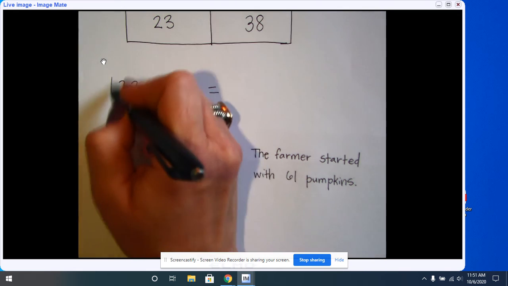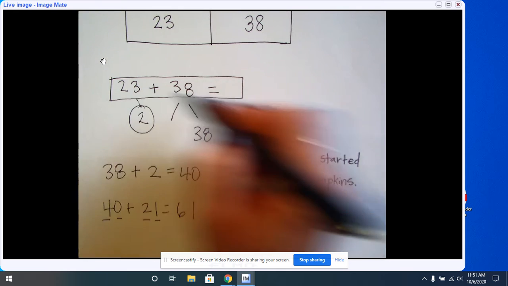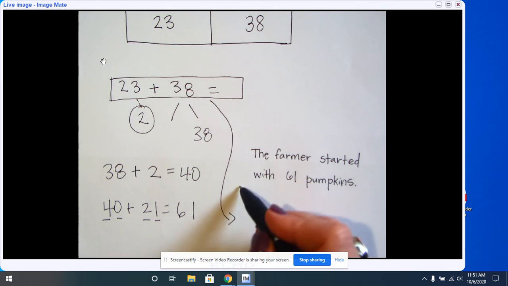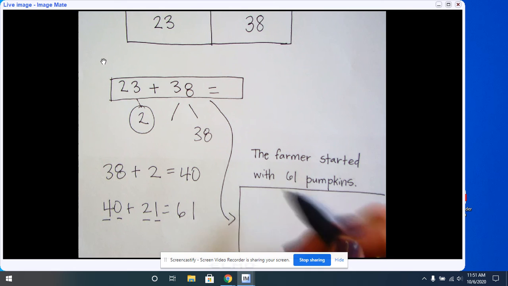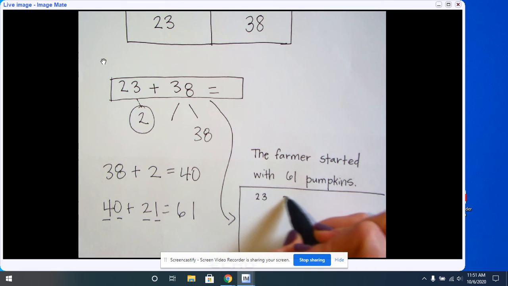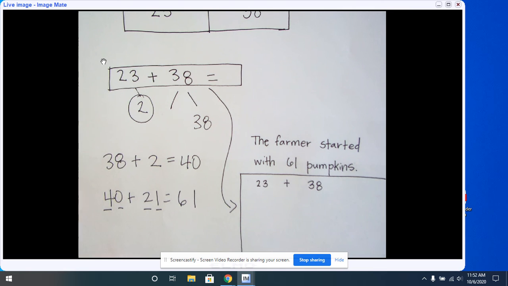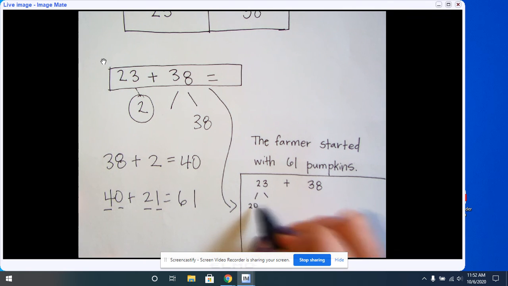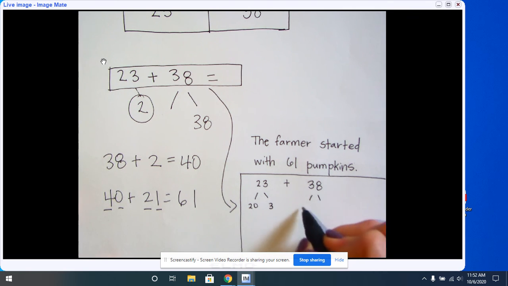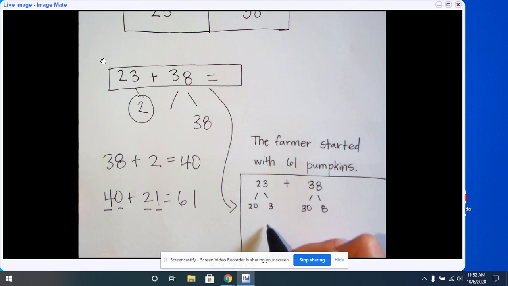So if I take this number sentence, I'm going to show you a different way in this box. Okay, 23 plus 38. Let's break it into place value. Okay, 23, 38. All right, let's add the tens together.